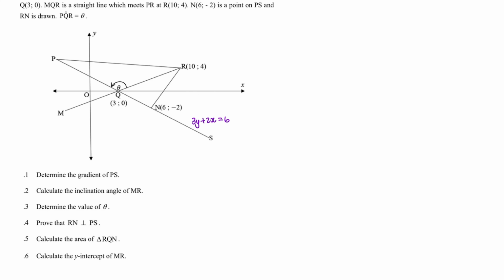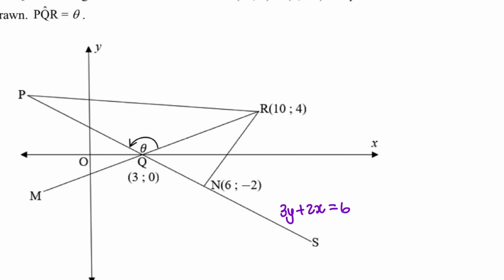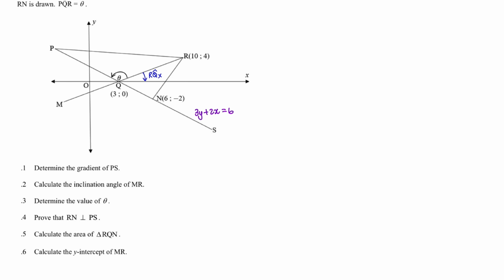The second question says, calculate the inclination angle of MR. So here we have MR, and we want to find the angle of inclination formed with the x-axis. So we're not trying to find theta, we need to find the angle formed between MR and the x-axis. So we call that angle RQX. And what we know is that the tangent of the angle RQX is equal to the gradient of the line MR. So let us find the gradient of the line MR.